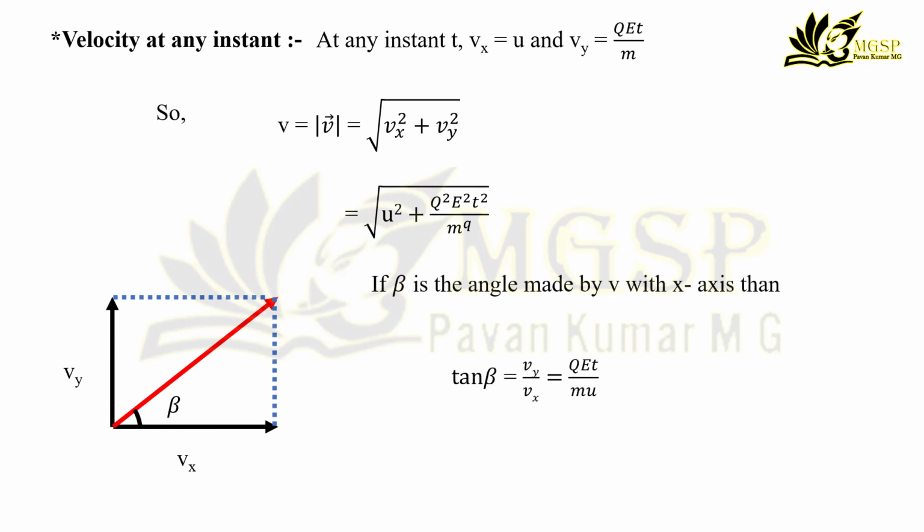Suppose if you want to find the direction, you will get it from beta. Tan beta is equal to vy by vx, and vy by vx is equal to qEt by mu.